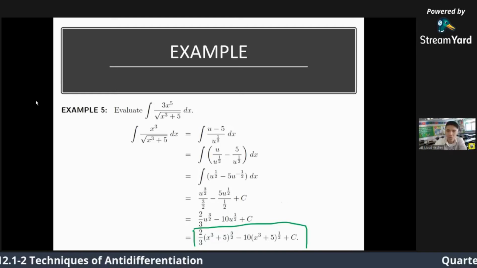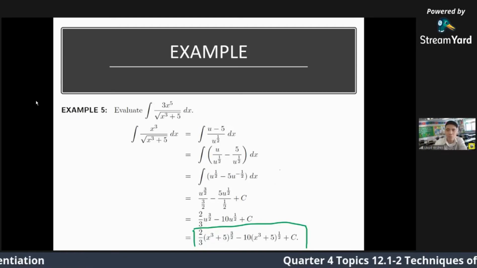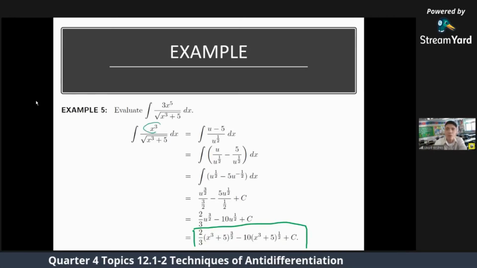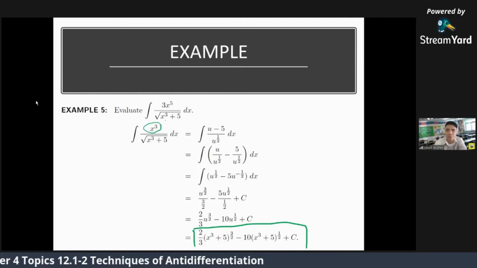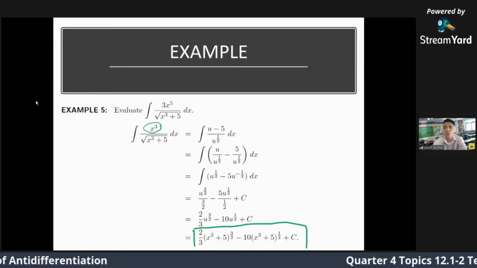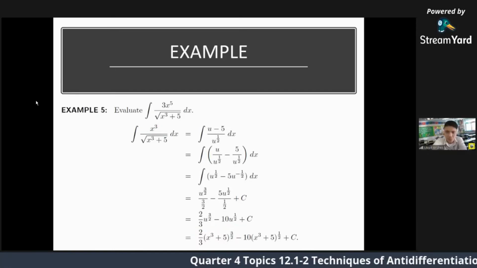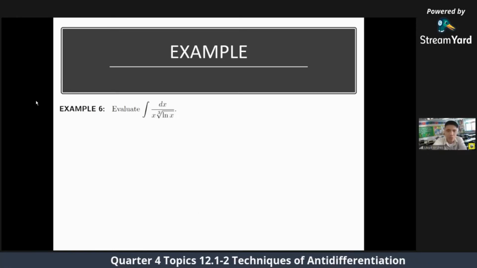So that's how to solve kung naay mga ingato. Ang trick lang behind ato is ang katong nabilin nga x cubed, so balik ka diri sa imong gilet. So hopefully naka-follow. Let's discuss more examples.